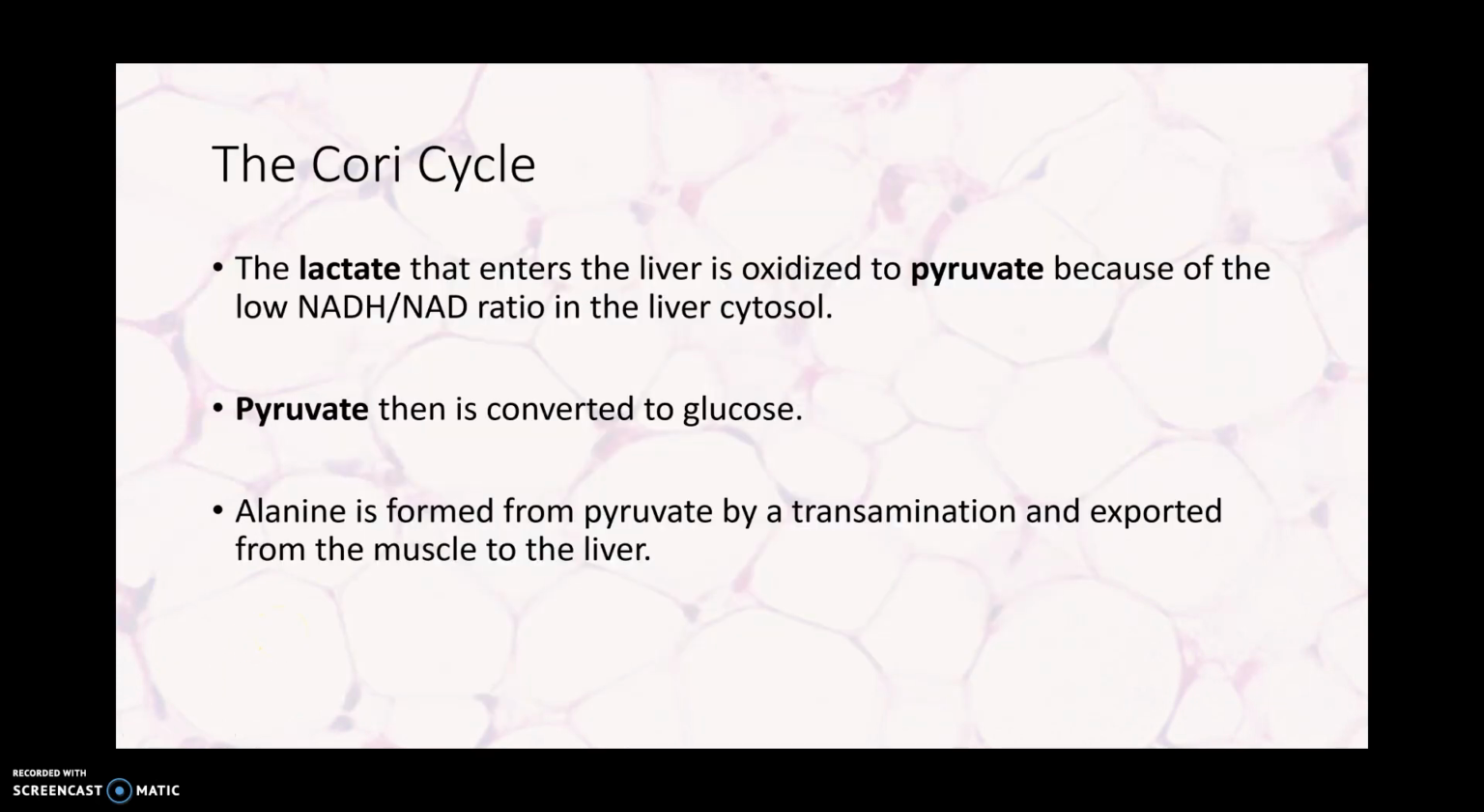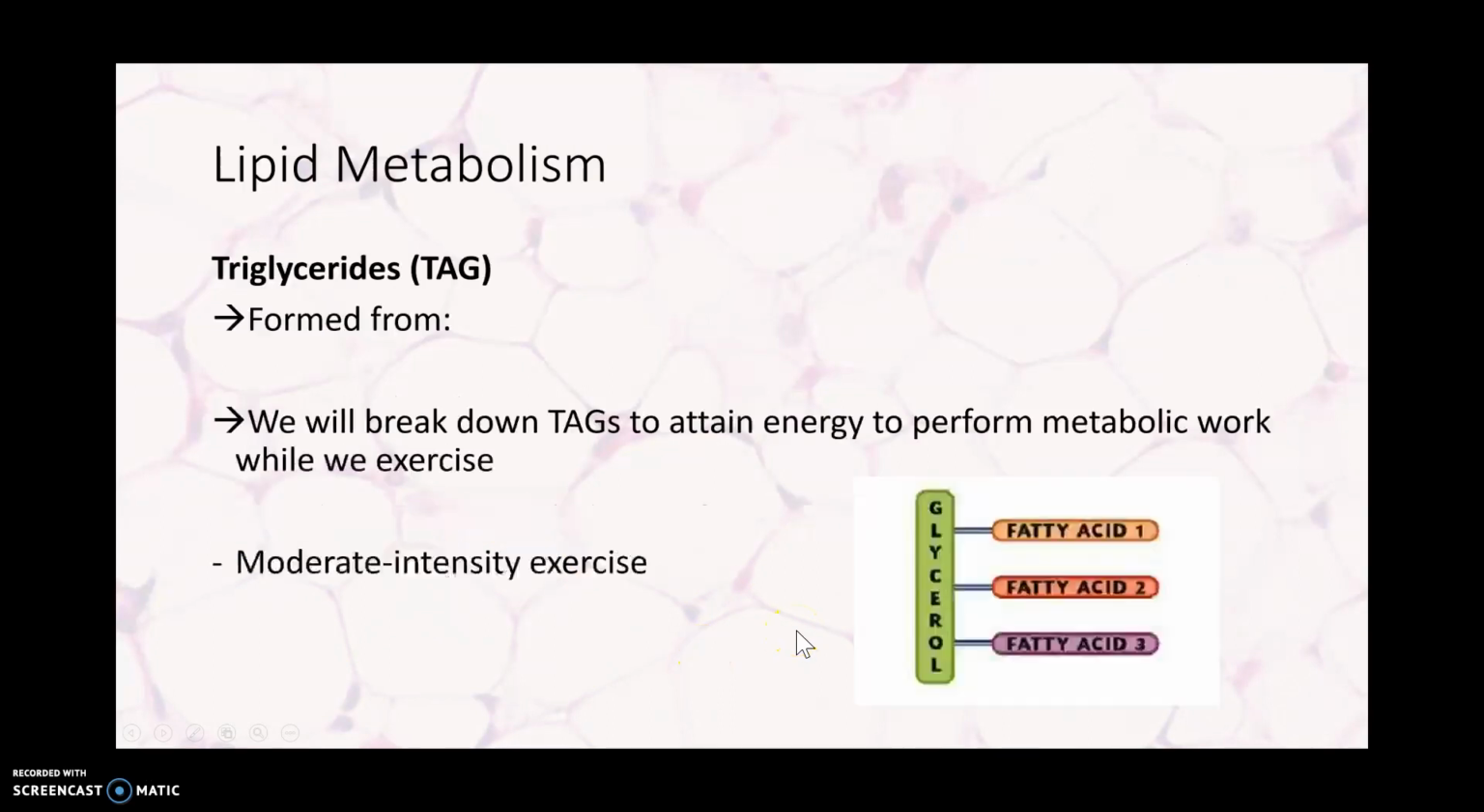Okay, so the lactate that enters the liver is oxidized into pyruvate because of the low NADH-NAD ratio in the liver, right? Remember we talked about those ratios and how they pretty much govern all of our metabolic reactions. So a low NADH to NAD ratio will stimulate this. Pyruvate is then converted to glucose. Alanine also is formed from pyruvate by a transamination and exported from the muscle to the liver, right? So if we're ultimately breaking down protein, which we'll talk about in a little bit, it can also be a precursor in this Cori cycle.